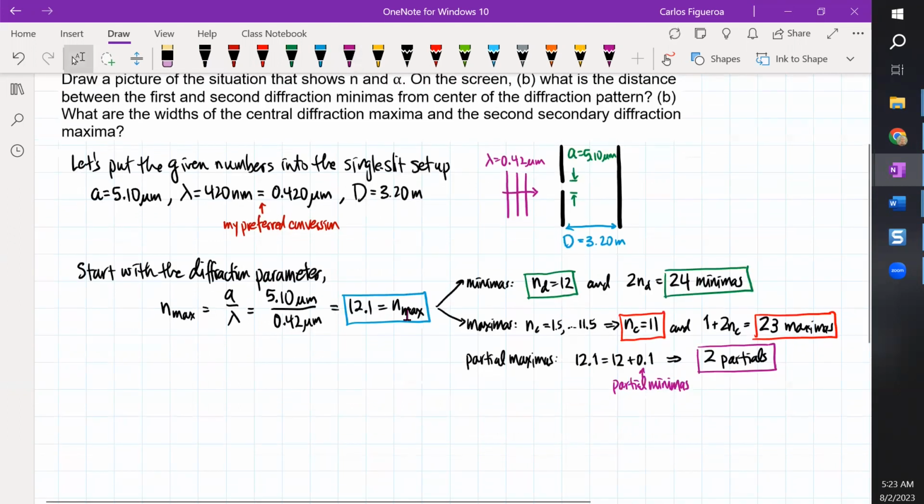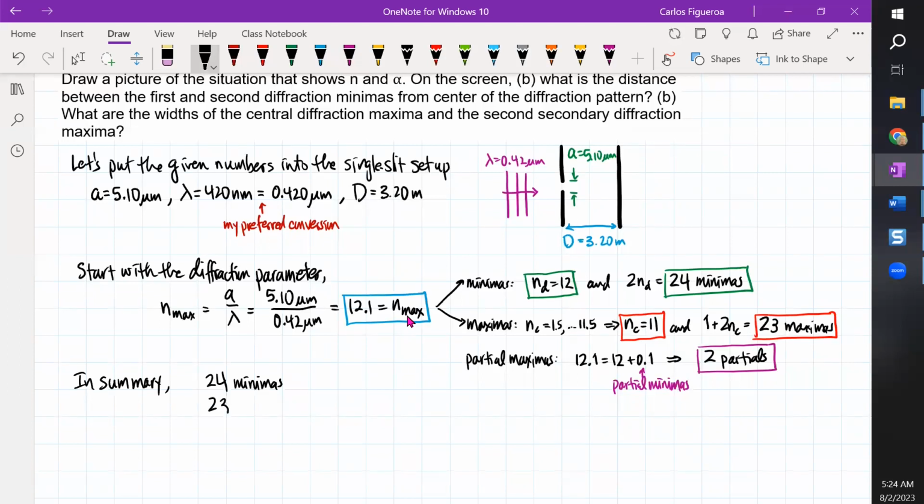So then summarizing this, we have 24 minimas, 23 maximas, and we have 2 partials.